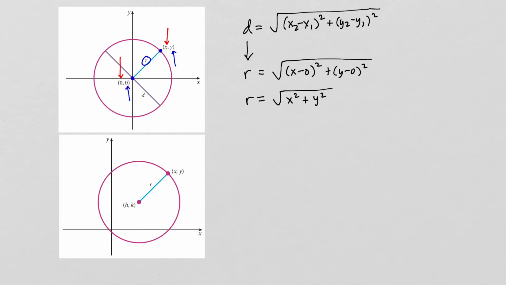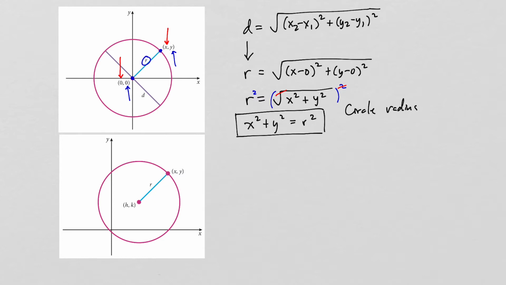And then if we simply square both sides of the equation, the square here will cancel the radical, and if we flip sides here, we get x squared plus y squared is equal to r squared. So this is the equation of a circle with radius equal to r and center at the point 0, 0, the origin.